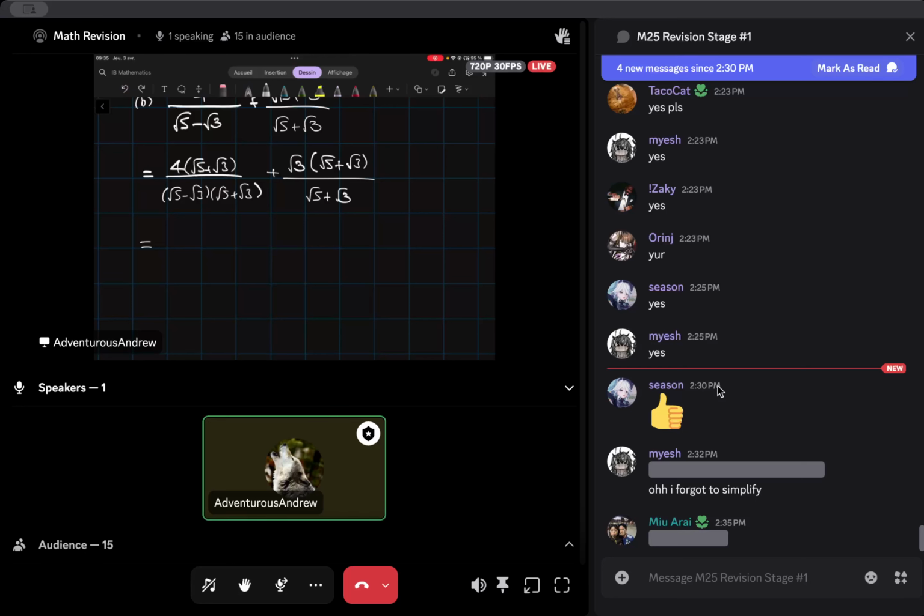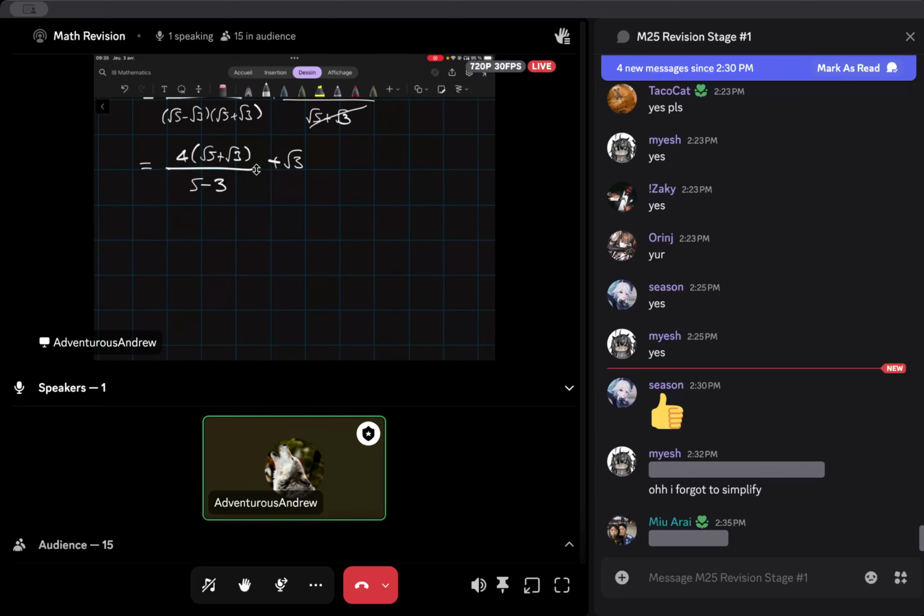No, that's the wrong cancellation. Root 5 minus root 3 times root 5 plus root 3, that's going to be 5 minus 3. For the top, we have that. Second term, plus root 3. 4 divided by 5 minus 3, 2. So your final answer is 2 root 5 plus 3 root 3.